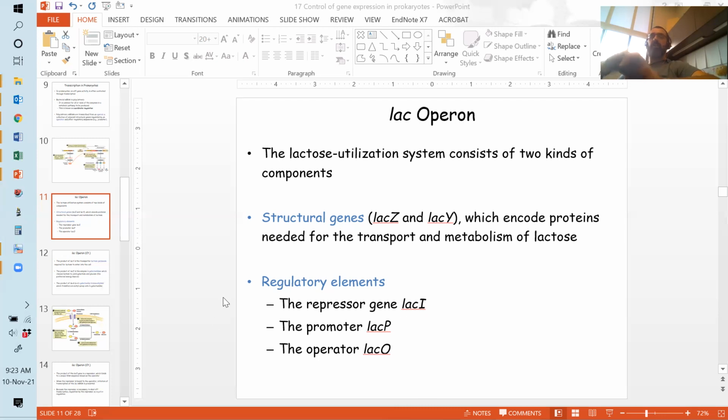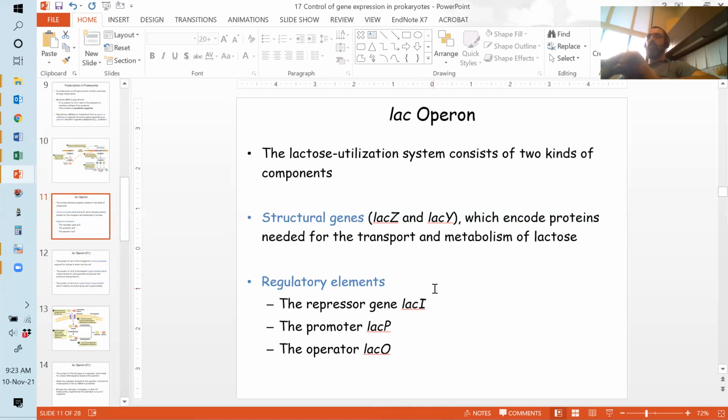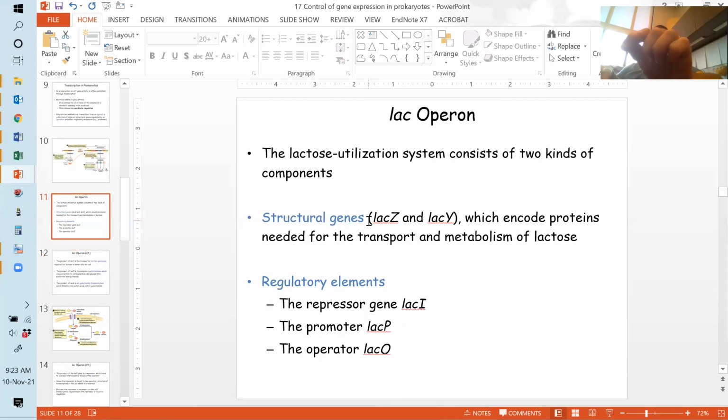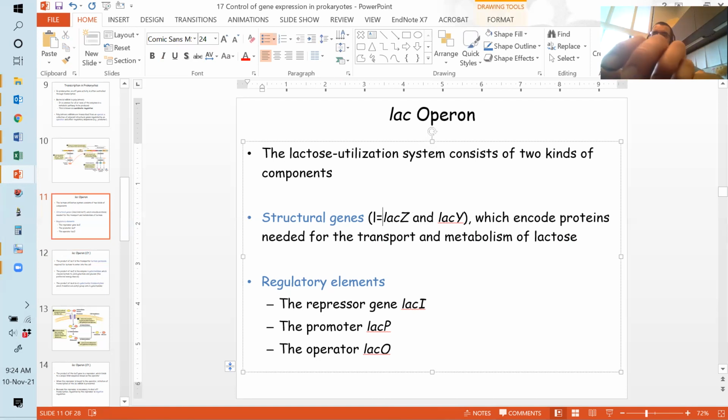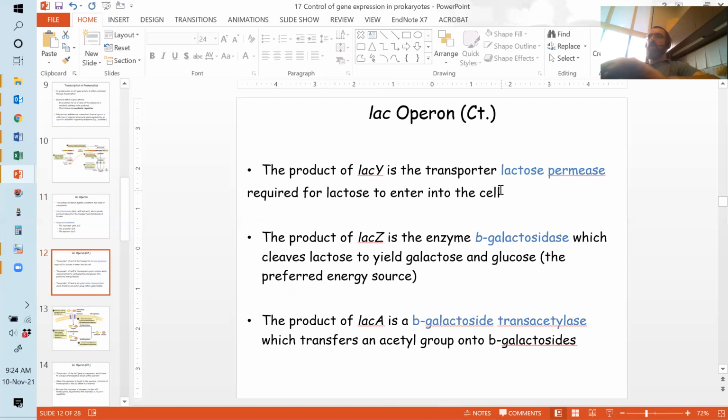And we also have our regulatory elements, right? So if you remember back here, we have a regulator and we have a promoter and operator, right? In the lac operon, the repressor gene or regulator gene is called lacI. And then we have lacP for the promoter and lacO for the operator, right? So the lacI repressor is going to bind to lacO, essentially. Now, also, these 3 structural genes actually need to... let's just change this, because that'll bug me. There you go.